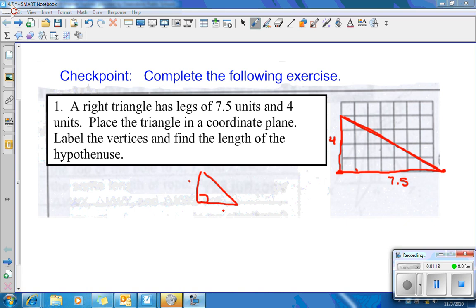But it says label the vertices, so if I put it on the y-axis and the x-axis, this vertex would be at 0, 0. This one would be at 7.5, 0. And this one would be where? 4, 0. Very good. All right, so there's my vertices, and I want to find the length of the hypotenuse. Well, the hypotenuse is always the side directly opposite of the 90-degree angle. Does anybody know how to find the distance from 4, 0 to 7.5, 0?